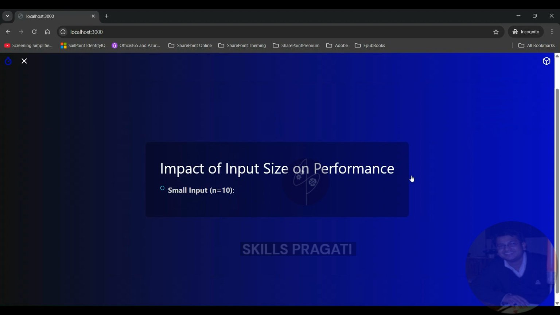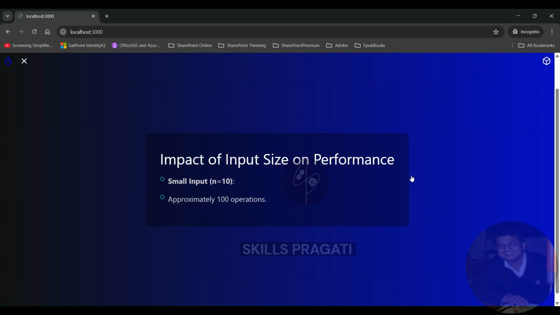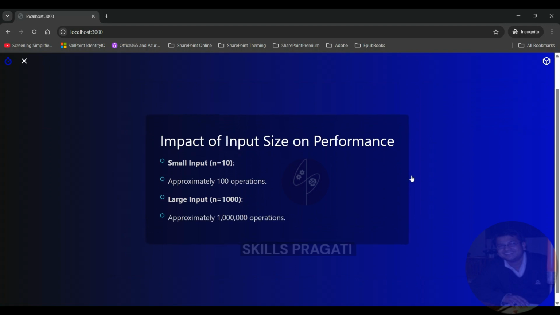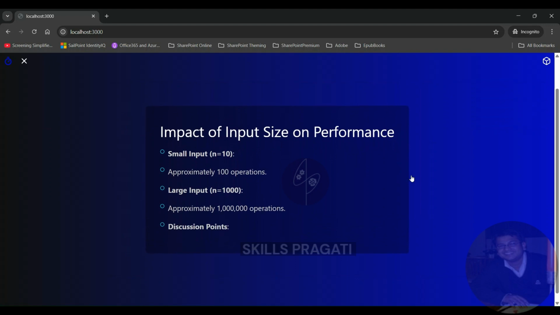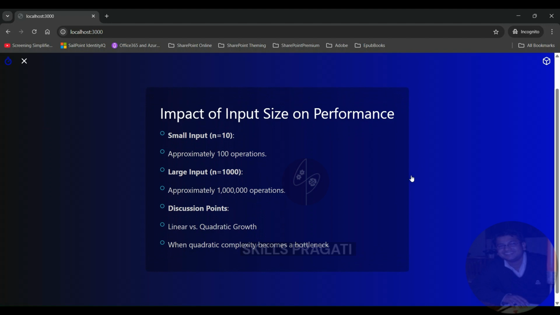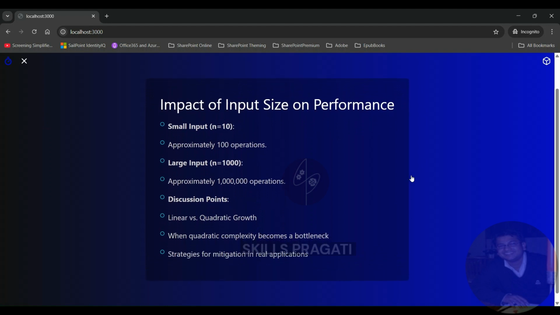Let's talk numbers. For a small input where n equals 10, you might perform roughly 100 operations. But if n increases to 1,000, you're looking at about 1 million operations. This dramatic increase highlights why quadratic complexity, or Big O of n squared, can be a significant bottleneck in performance. We'll also discuss how quadratic growth compares to linear growth, and consider strategies for mitigating these performance challenges in real applications.